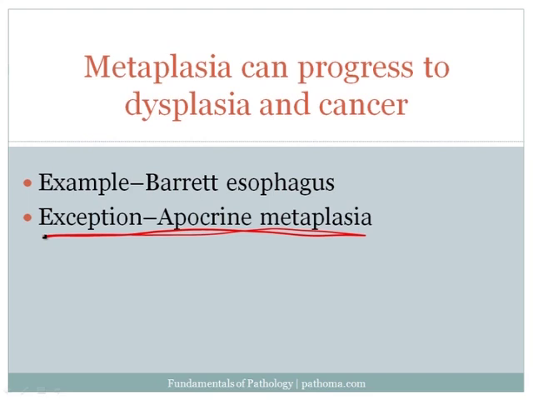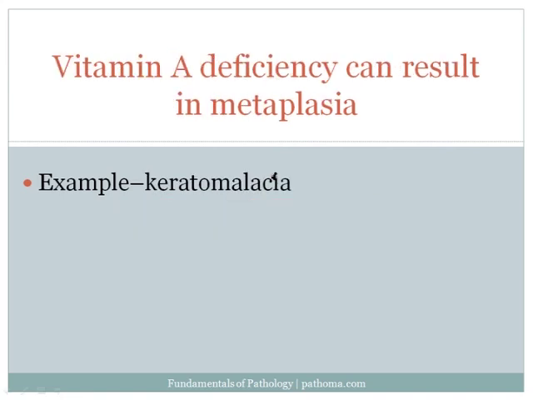Apocrine metaplasia is one of the changes that's seen in association with fibrocystic change of the breast. The fibrocystic changes can be associated with an increased risk for the future development of breast cancer. However, apocrine metaplasia does not increase the risk for future breast cancer. And that's important because although it's a metaplasia, it does not increase the risk for cancer. So please keep that in the back of your mind.